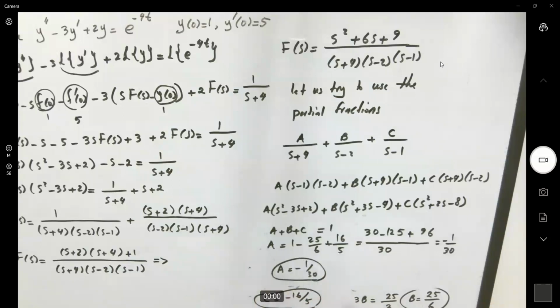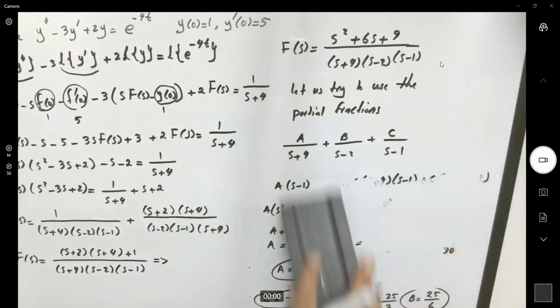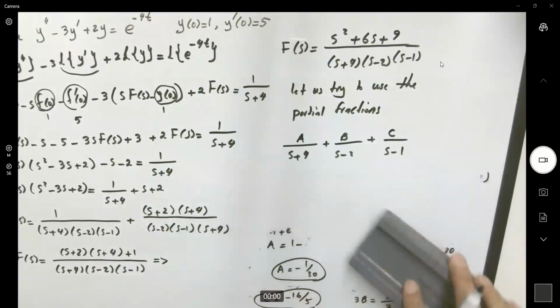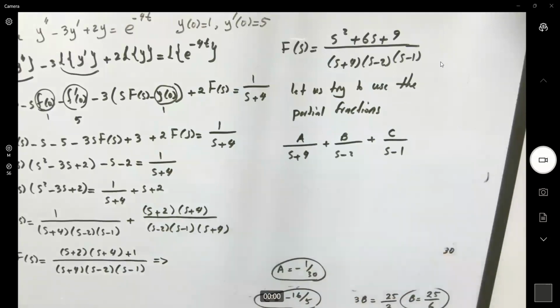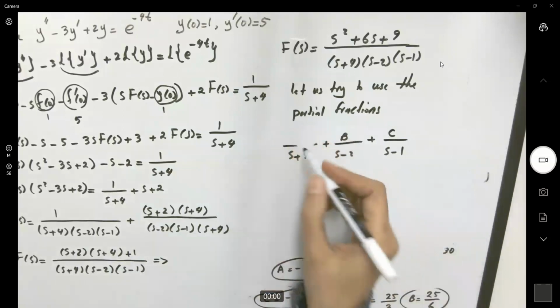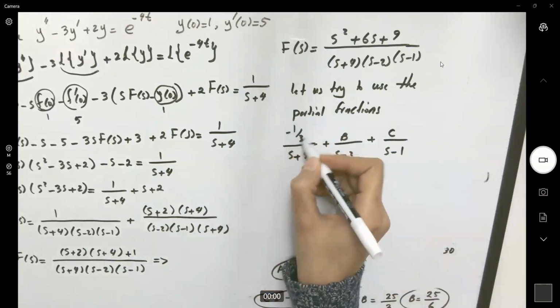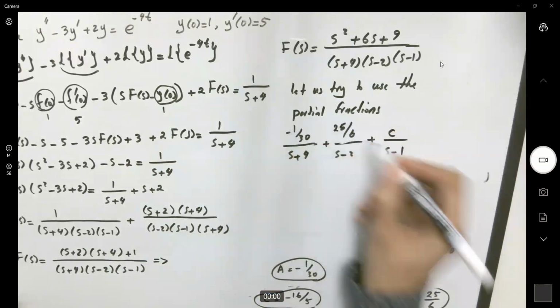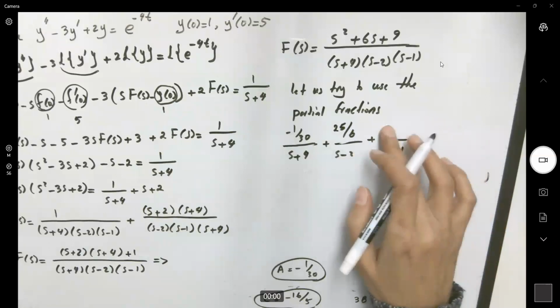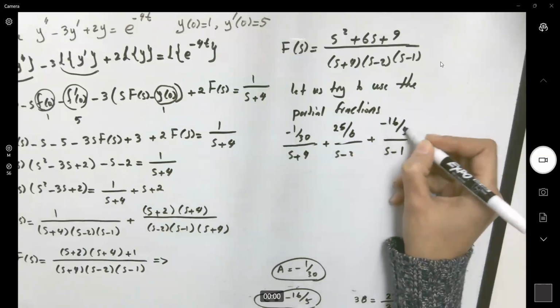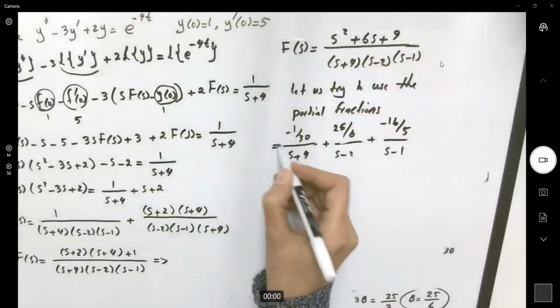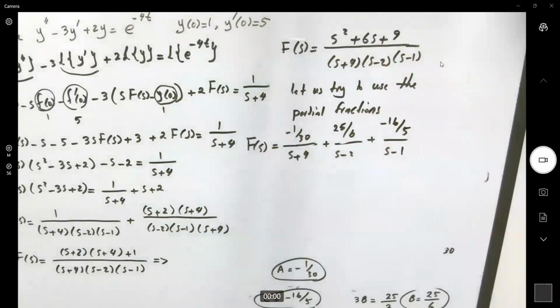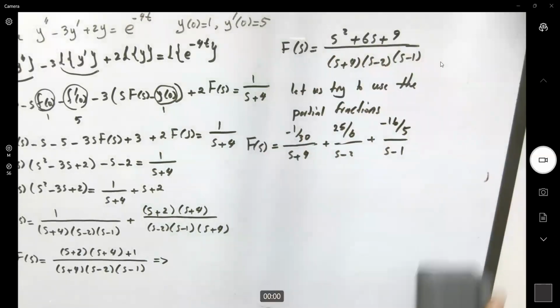The process of using partial fractions takes a little bit of time, but eventually we're able to simplify the whole thing. So this partial fraction is written as A, which is negative 1 over 30, plus B, which is 25 over 6, plus C, which is negative 16 over 5. So this is your f of s. So f of s is written this way. Now our job is to find the solution.